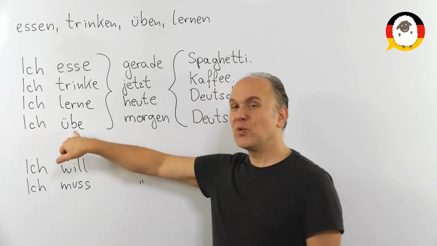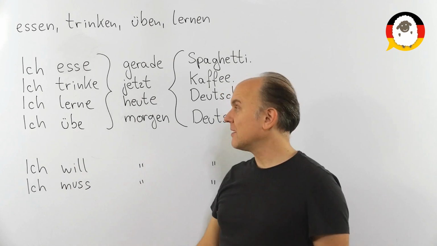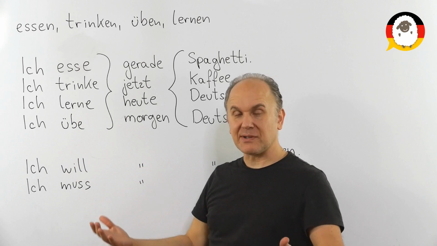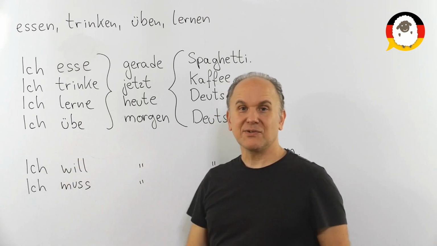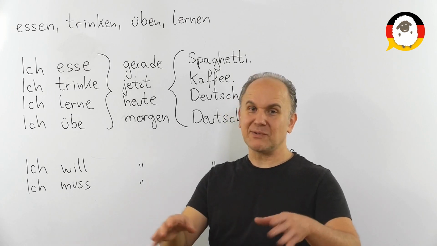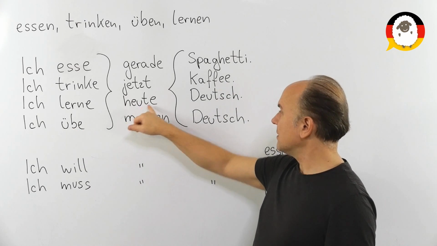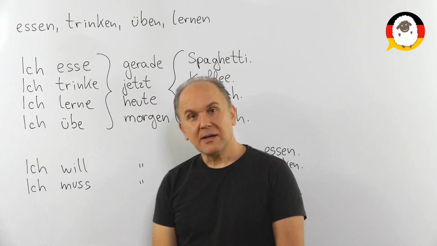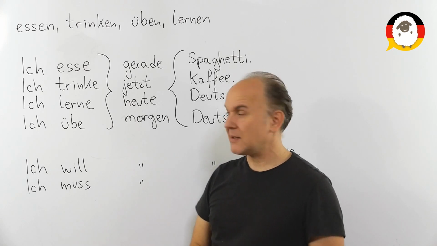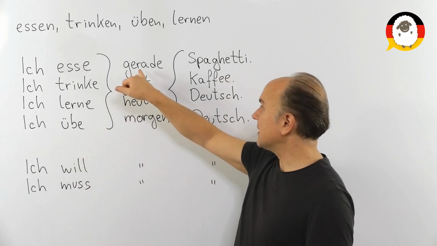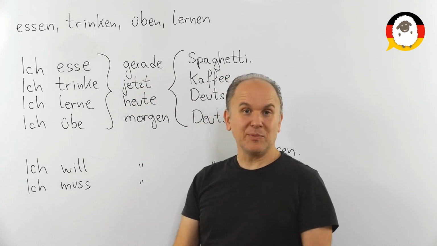The last one is ich übe. Ich übe really means to practice, just to practice. Whereas learn also means to learn, to go all the way, right? But üben is just to practice. So you could practice anything, playing on the piano or whatever. So, ich übe heute Deutsch. I'll practice German today. I am practicing German today. Ich übe gerade Deutsch. I'm practicing German at the moment.